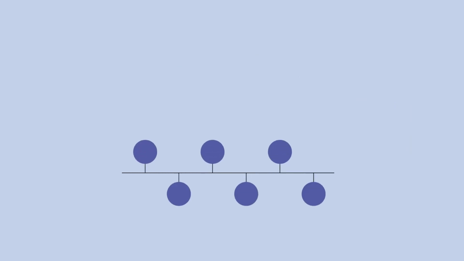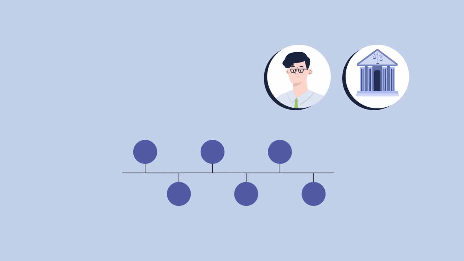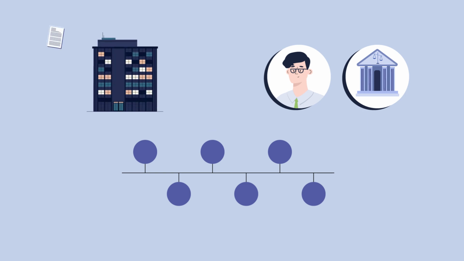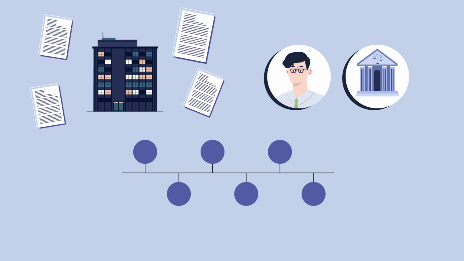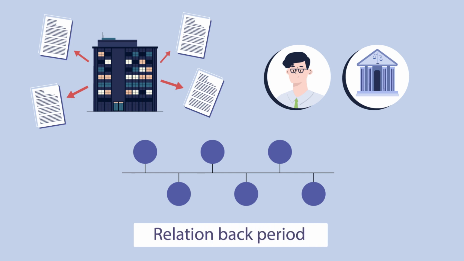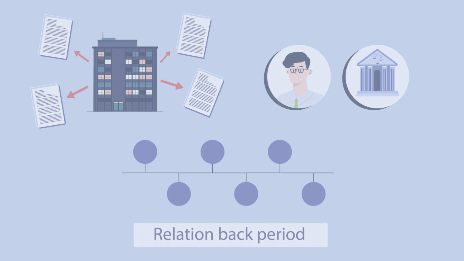An unfair preference is a transaction that is made in the 6 months prior to an external administrator being appointed or a winding-up application being filed with a court. This is known as the relation back period.